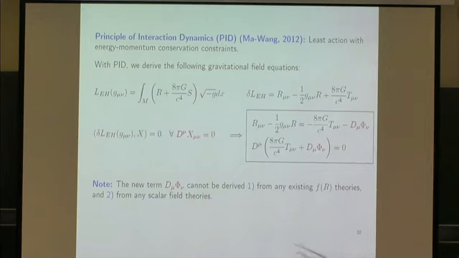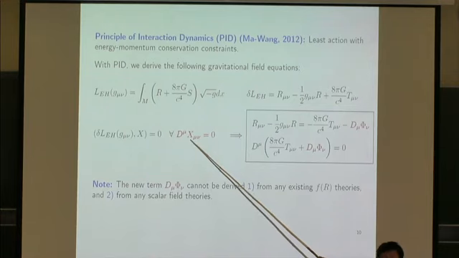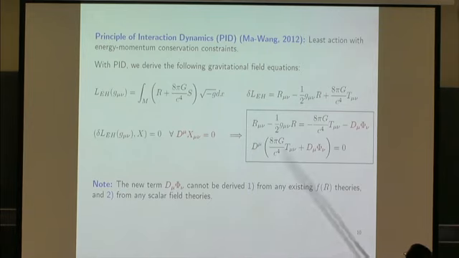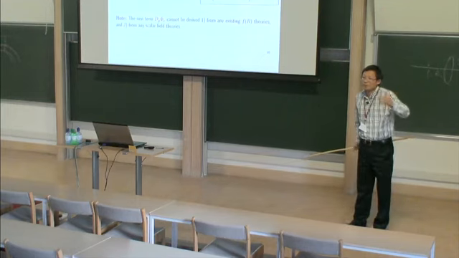If this is not a conserved quantity, by the Bianchi identity, this is a conserved quantity and this is not. Then if you do this variation subject to this energy momentum constraint, this whole equation must be balanced by an additional term here. This is very simple, really like a pressure in fluid mechanics.